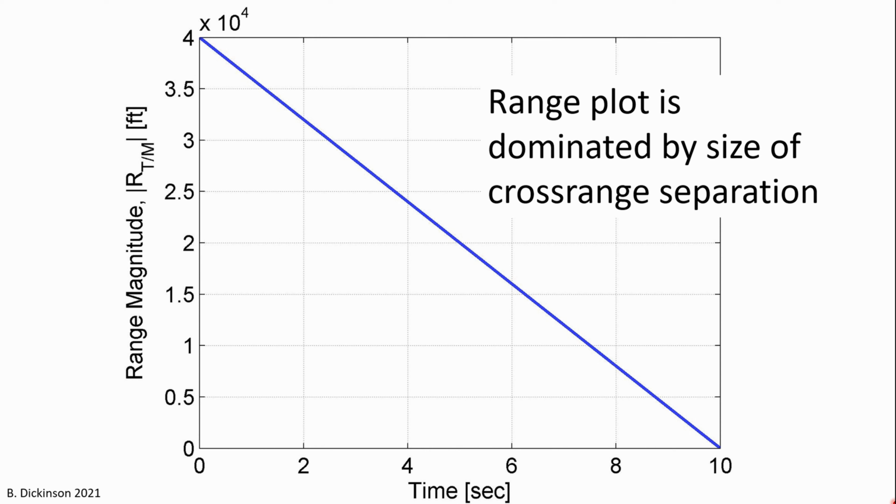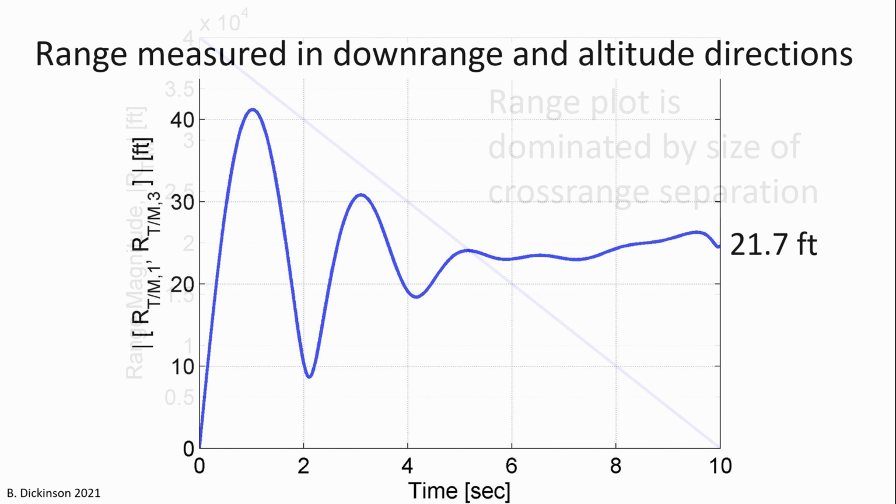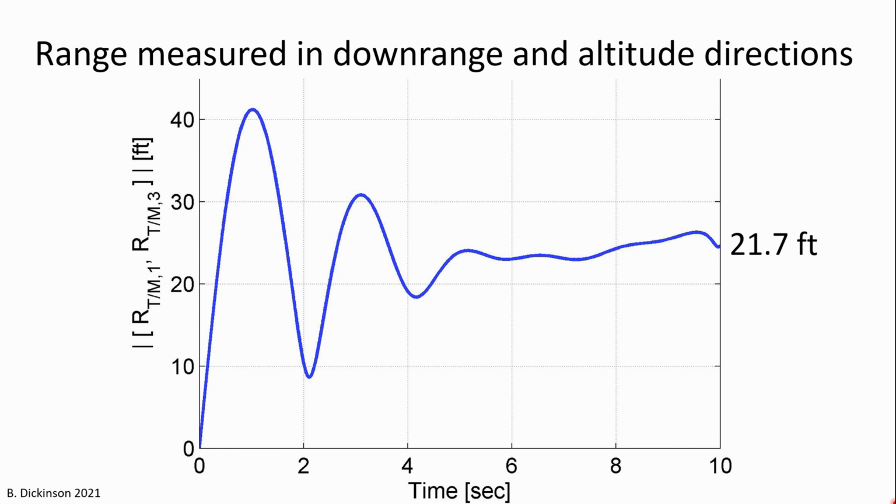And this makes sense because cross range is initially 40,000 feet. And as time proceeds, that value decreases linearly, but the fluctuations of the pursuer and target separation in the altitude and downrange directions are on the order of 100 feet. So we really cannot see the range dynamics according to the pronav engagement here with this plot. So let's just isolate range measured in the downrange and altitude directions where the maneuvers occur, and now we see something more interesting.